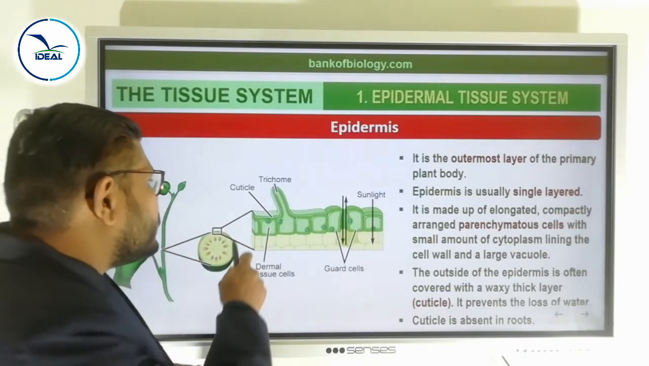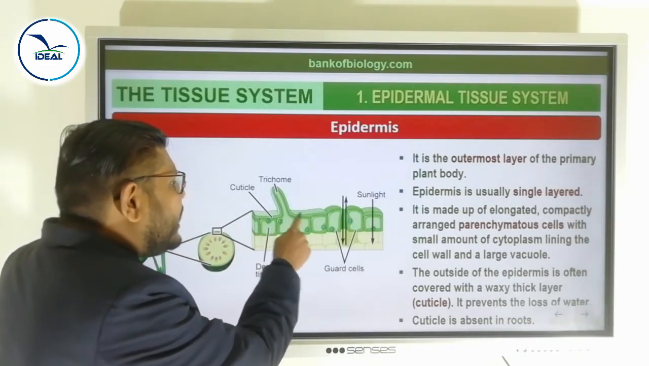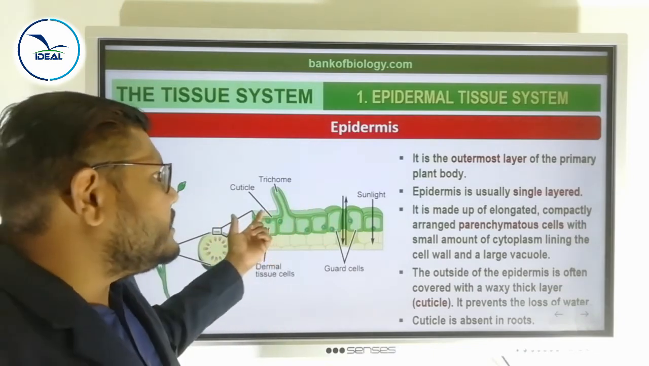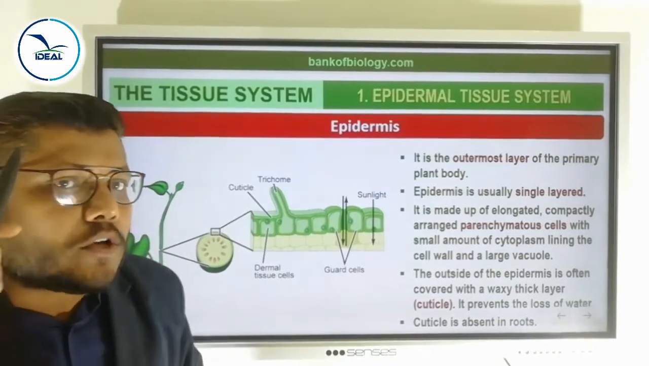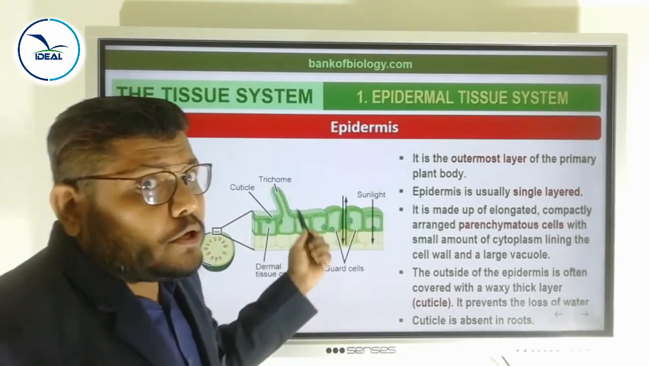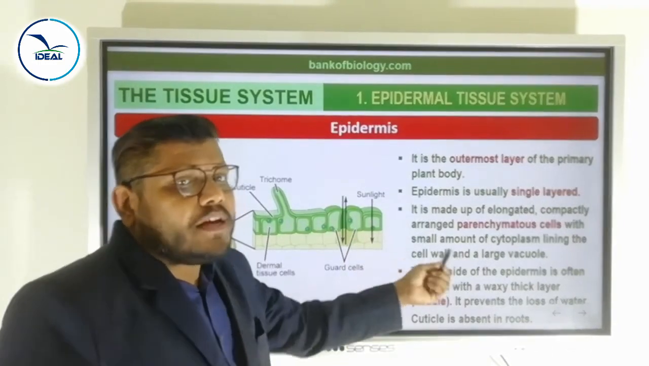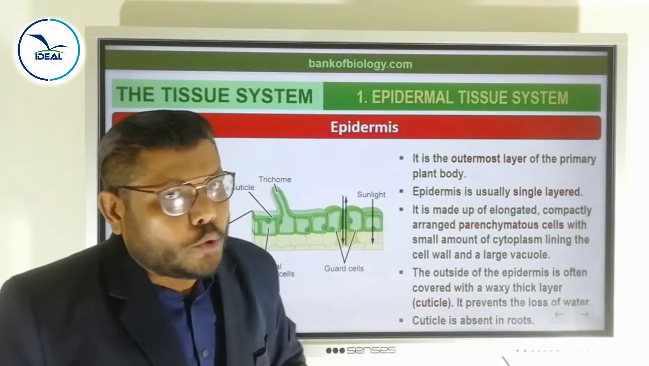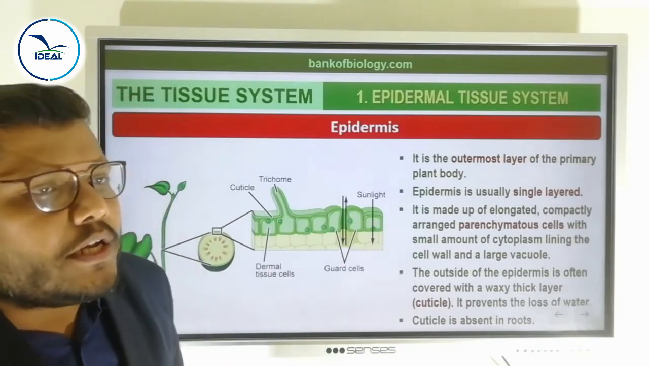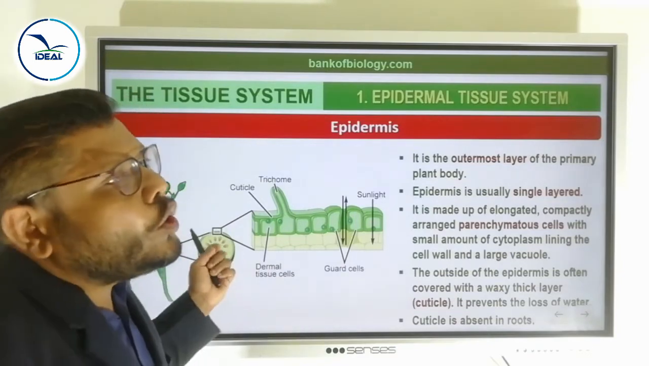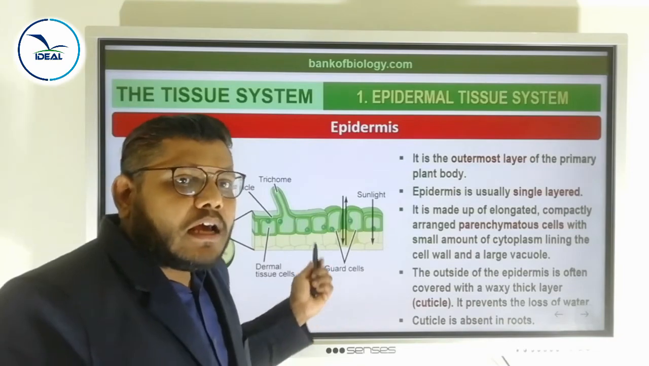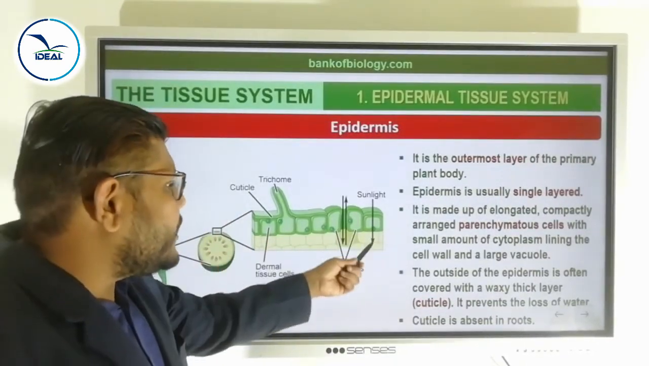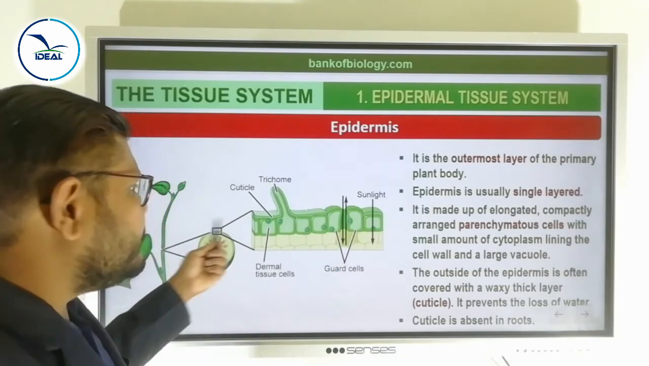a cuticle. Look, this part is the outside of the epidermis. It is covered with a waxy thick layer that is called a cuticle. That particular cuticle helps to prevent the loss of water, but in the case of root there is no cuticle. In stem we can see that cuticle, but in root there is no cuticle. So we can say that cuticle is absent in where? Root. This is one of the epidermal parts of the plant stem.